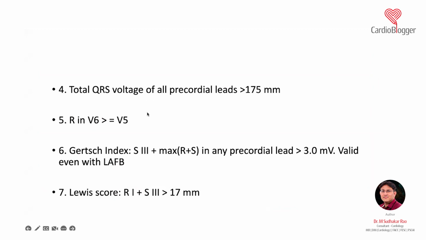Some people, what they do is all the precordial leads, they sum it. If the sum of all the precordial leads is more than 175 millimeter, again it will be suggestive of LVH. These are some complex criteria which I don't want you to know because they are complex and used only in some of the research papers.